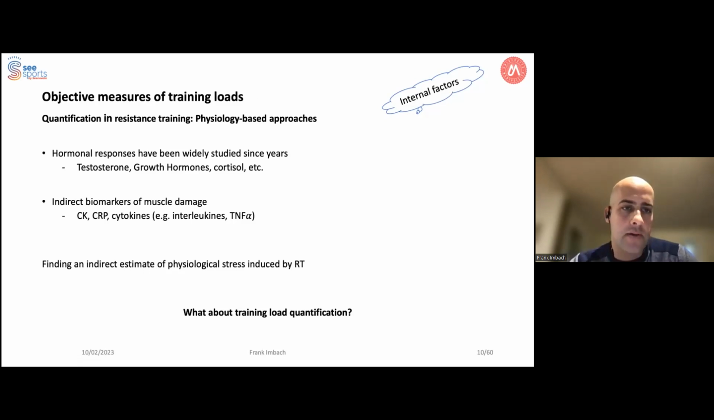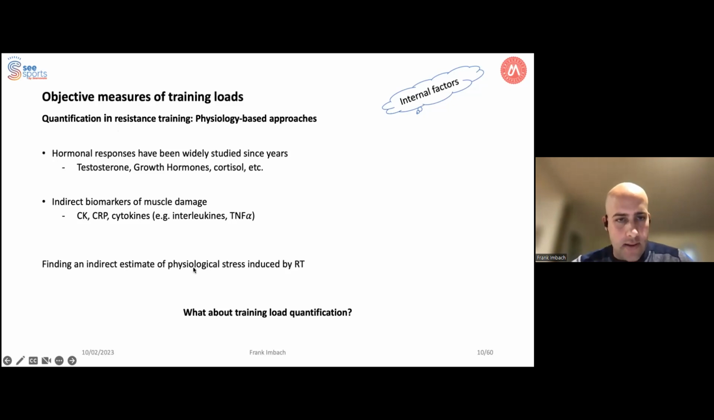Also indirect biomarkers of muscle damage, such as creatine kinase, C-reactive protein, and tumor necrosis factor, and cytokines, such as the well-known interleukins, IL-6, and so on. The goal is to find an indirect estimate of physiological stress induced by resistance training. So yes, I should put this bit. It's mostly dedicated to resistance training.